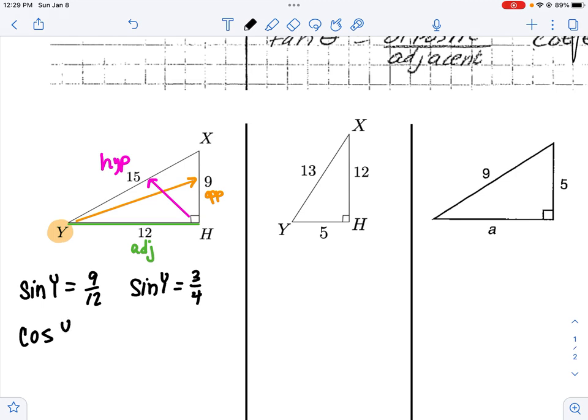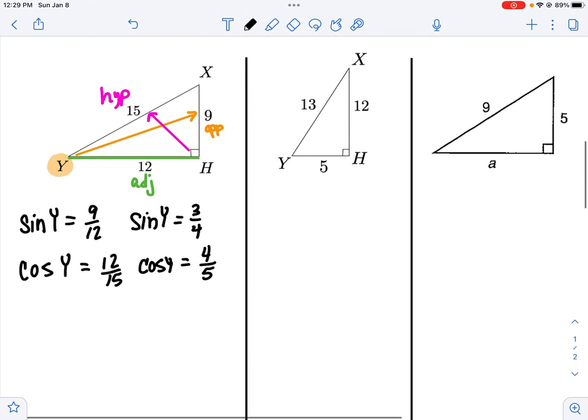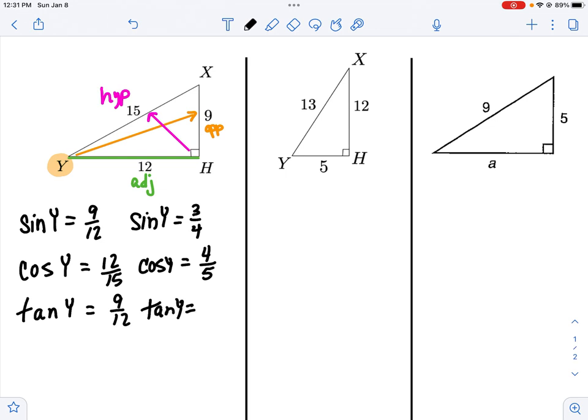Cosine of y is 12/15, which reduces to 4/5. And tangent of y is 9/12, which reduces to 3/4.